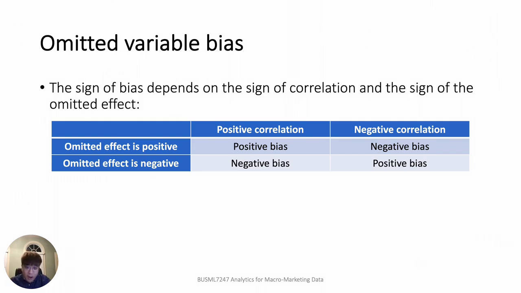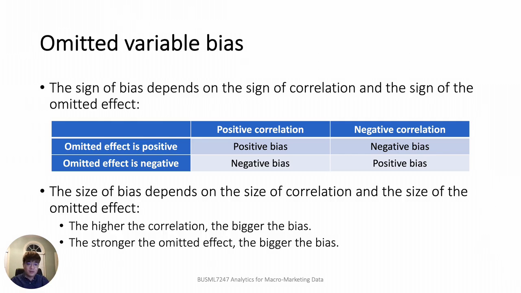Then, what? Omitted variable bias can be viewed as a confounding effect. The brand effect is negative, and the brand is highly correlated to price. That is, the brand effect is also highly correlated to price, leading to the bias. Thus, the higher the correlation and the stronger the omitted effect, the bigger the bias.